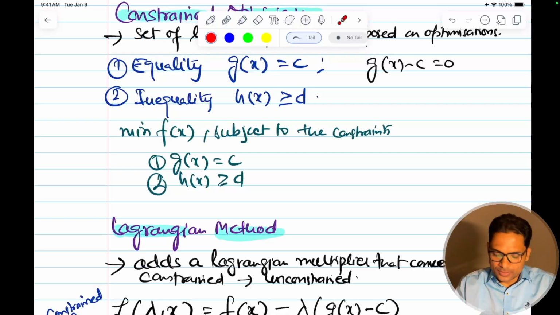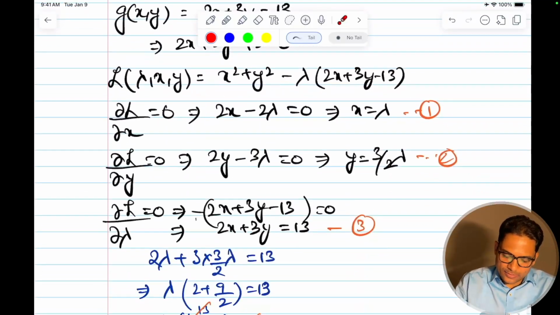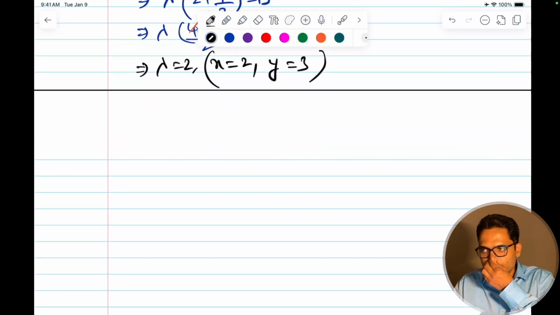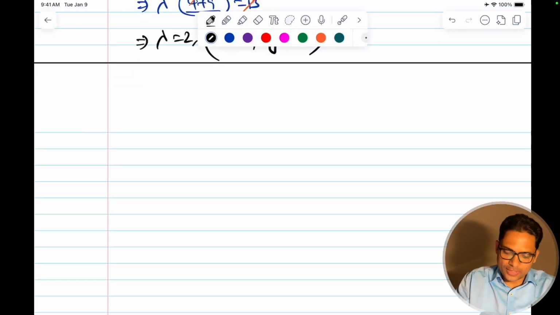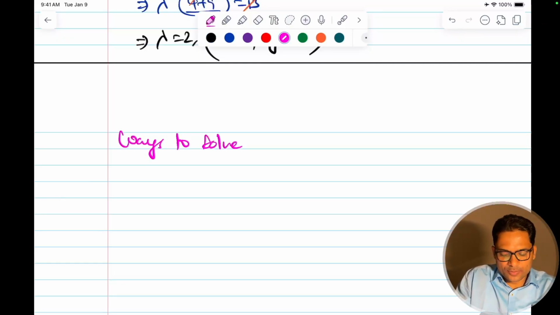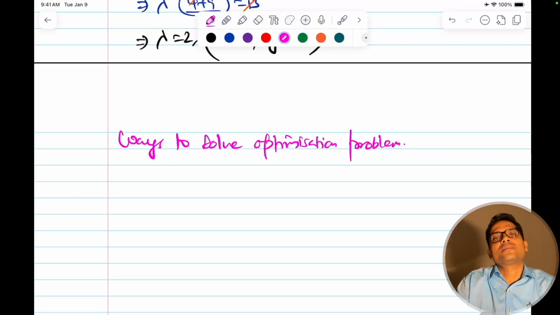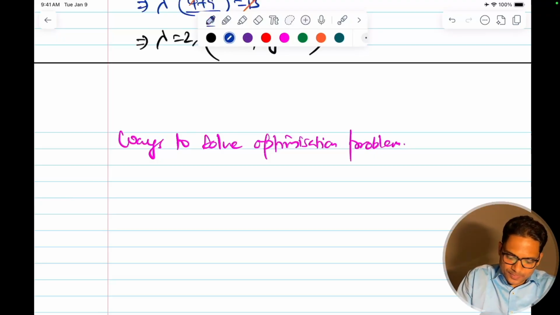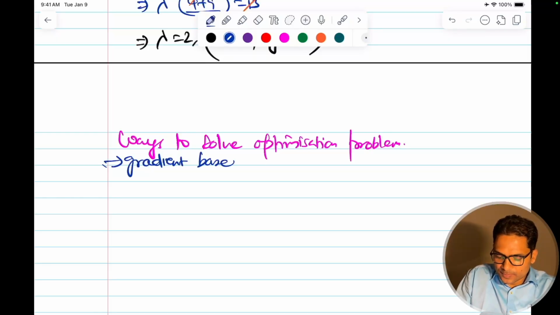So there are certain ways to solve these optimization problems, and the ones that we'll discuss here are gradient based methods. These are ways to solve an optimization problem. We have the optimization problem ready. This was a very simple vanilla problem, a toy problem that we discussed just now, but we are talking about n dimensions, and we'll talk about gradient based methods.